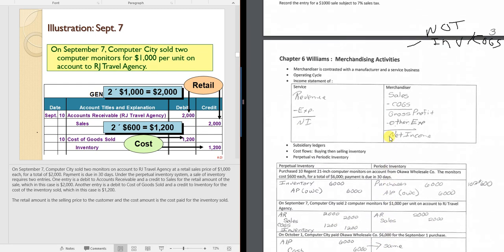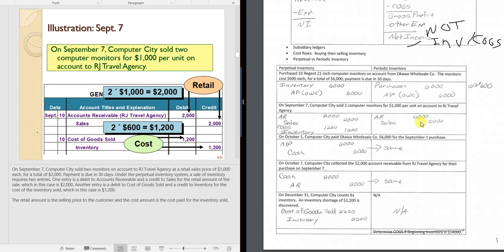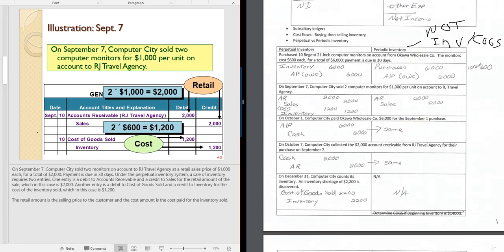Alright, so if I went back up here to my income statement, I have sales of 2,000, cost of goods sold of 1,200. That gives me a gross profit of $800 on those computers, which should make some sense because I sold them for $1,000 and they cost me $600, and so I made $400 on each. Okay, so that's when I sell.